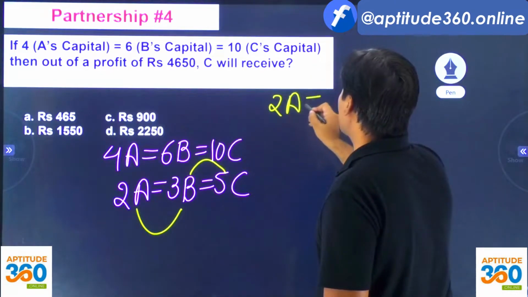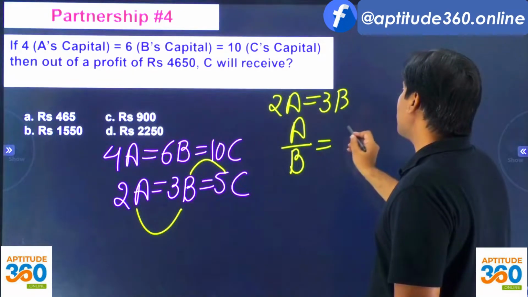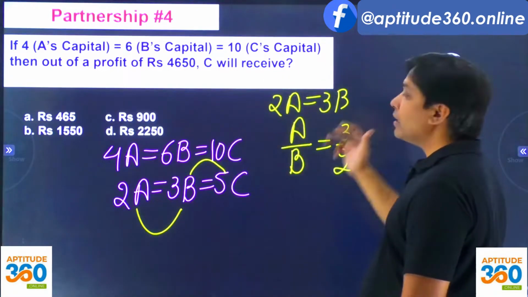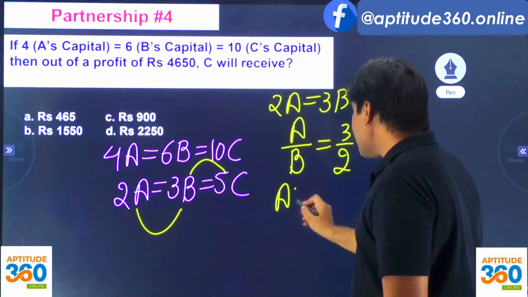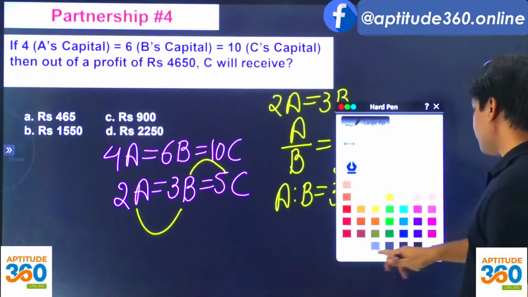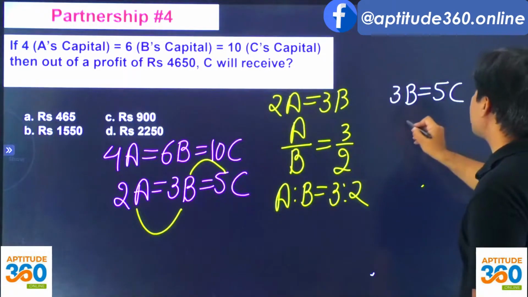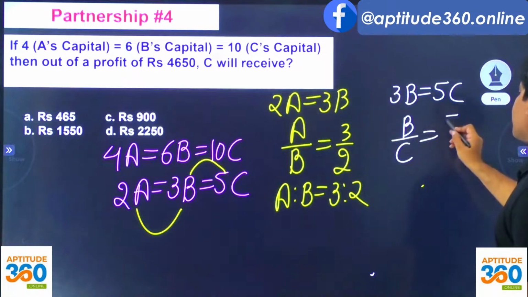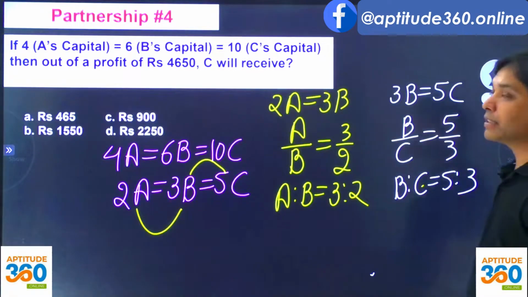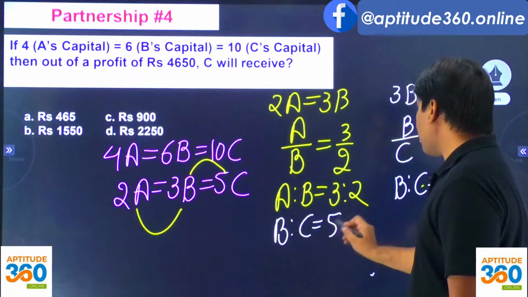So 2A is equal to 3B. Just for you to understand this, can I write this as A by B is equal to 3 by 2? When B comes on this side of equality, it goes down in the denominator, and when 2 comes over here, it goes in the denominator, and this can be written as 3 is to 2, isn't it? And over here, you have also been given that 3 times of B is equal to 5 times of C. So can I write B upon C as 5 by 3, or B is to C as 5 is to 3, isn't it? Now, if you know these values, you would very easily be finding out what is going to be the ratio of A is to B is to C.